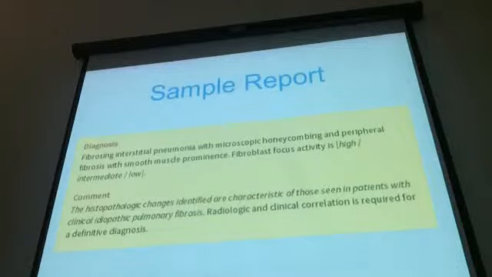Then, this is the caveat: these changes are characteristic of those seen in patients with idiopathic pulmonary fibrosis, UIP, and correlation is required for a definitive diagnosis. So we've put it where we think it probably is UIP, but we say it needs to fit with the clinical picture, radiologic picture, etc., before you can firmly make that diagnosis.